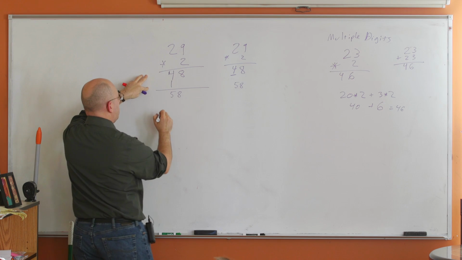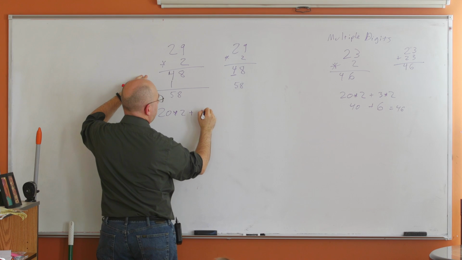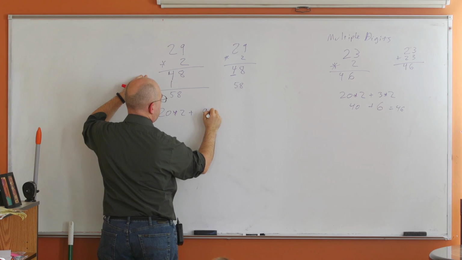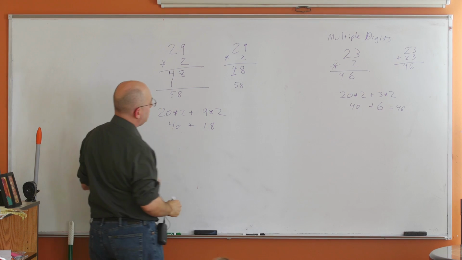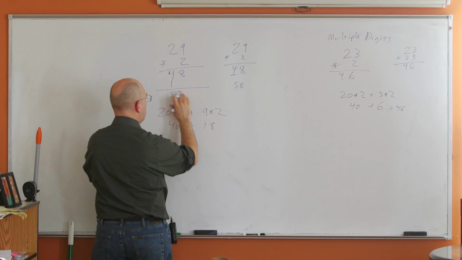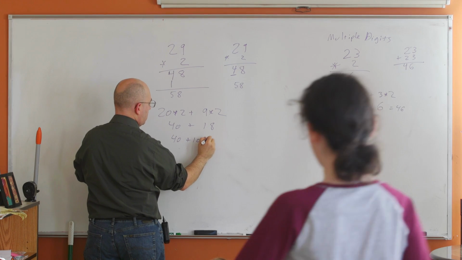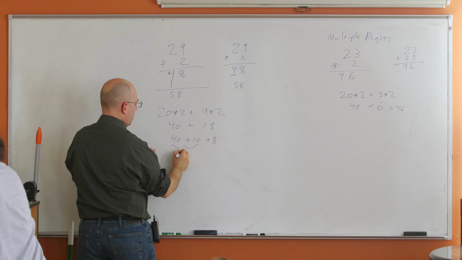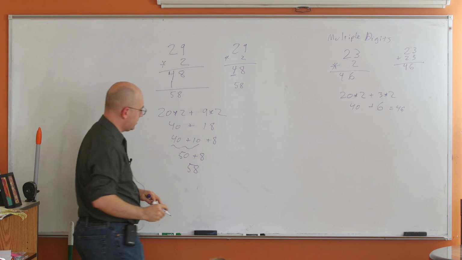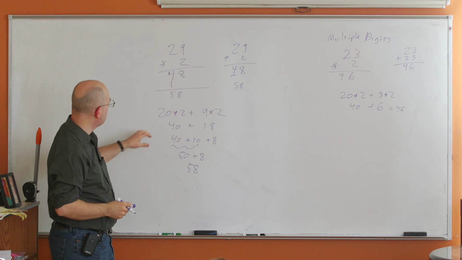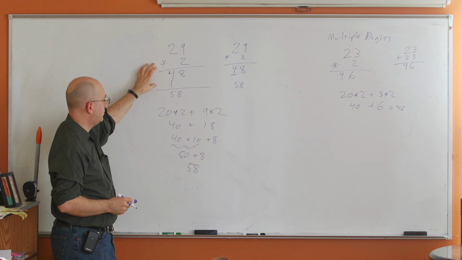In terms of doing it out like that, it's 20 times 2 plus 9 times 2. I've got the 40 and I've got the 18. And so what I'm doing here is breaking that 18 up into 10 and 8, combining these things, and I get myself 58. So this is the truth of the matter, and this is the convenient form to actually write it out.